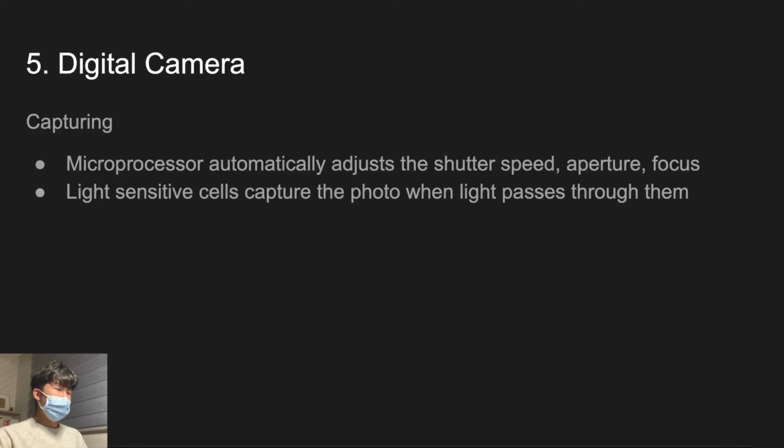For digital camera, you have to know how an image is captured and how the captured image is converted to a digital file. Starting with how an image is captured, there is a microprocessor that automatically adjusts the shutter speed, aperture, and the focus. And once the image is captured, the light-sensitive cells capture the photo by the light passing through them. Then the captured image has to be converted to a digital file.